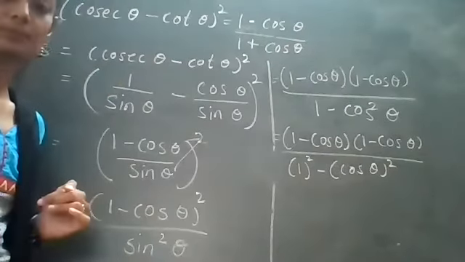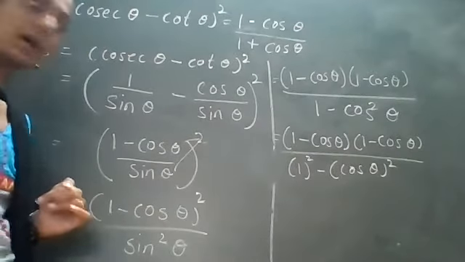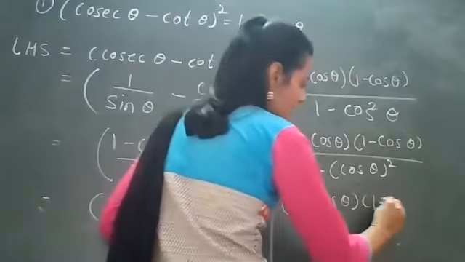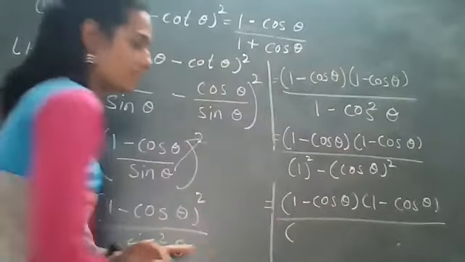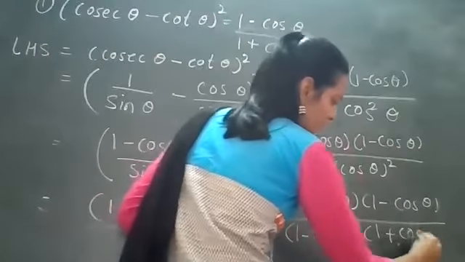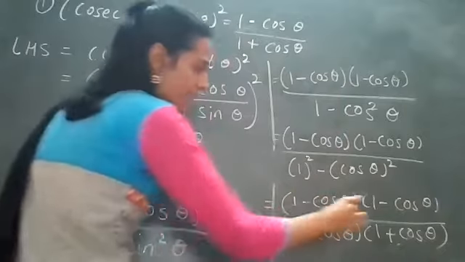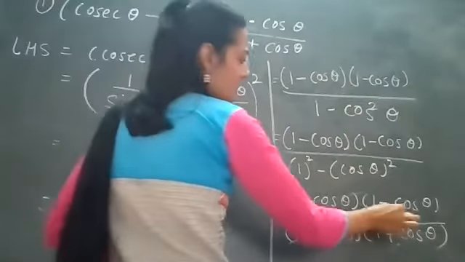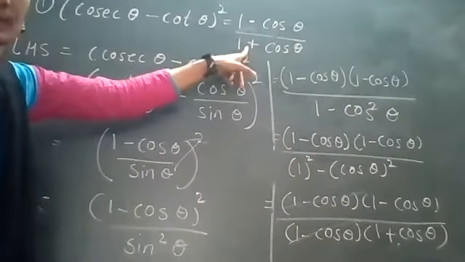So what can we write? A plus b, a minus b. So 1 minus cos theta and 1 minus cos theta two times, divided by a minus b and a plus b: 1 time 1 minus cos theta and 1 time 1 plus cos theta. Right? So this 1 minus cos theta and this 1 minus cos theta will cancel out. What is remaining is 1 minus cos theta upon 1 plus cos theta, which we want in the RHS.